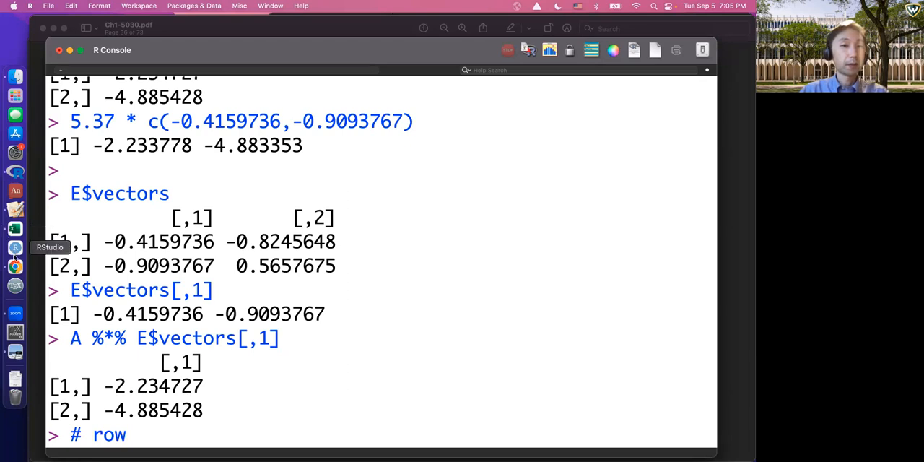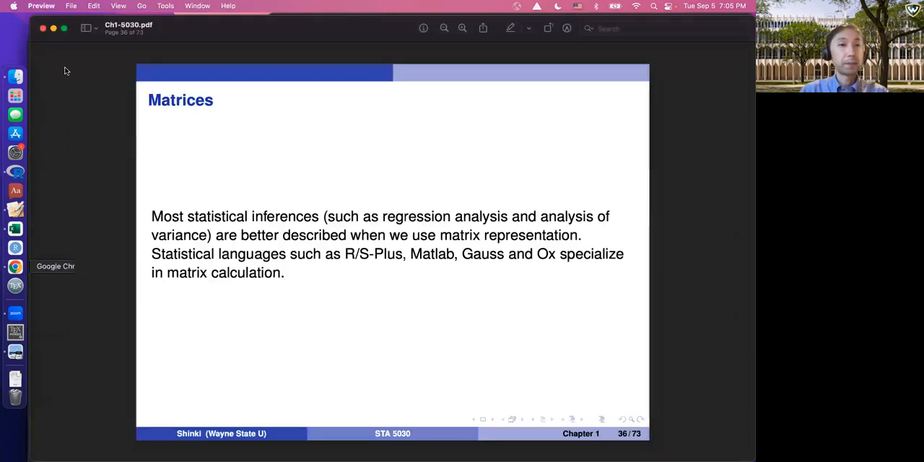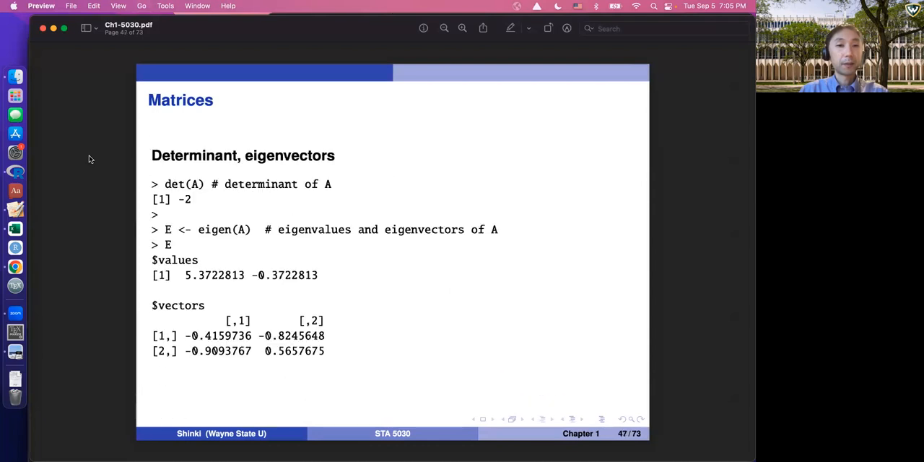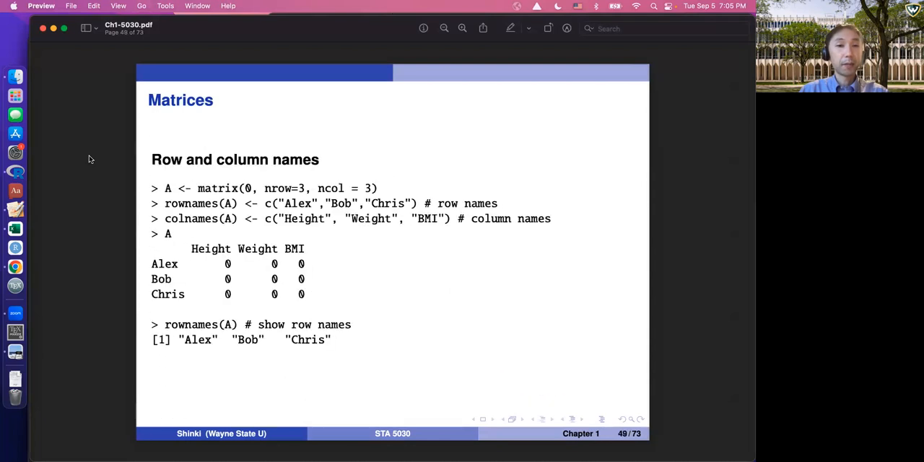Yeah, maybe we go back to the slide. We have already discussed this for column names, but when we have matrix A, then we can name those rows and columns by using the rownames function and colnames function. So this function can be used when you want to assign row names, and also it can be used to extract the information of row names.